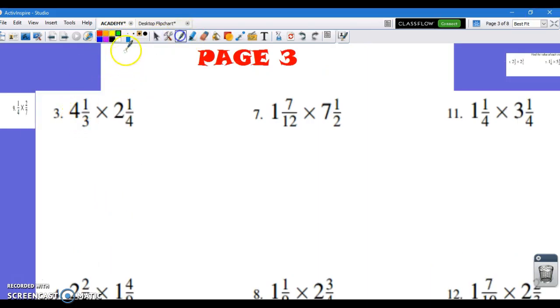So what do we do with 2 mixed numbers? We change them to improper. 4 times 3 is 12, plus 1 is 13. 2 times 4 is 8, plus 1 is 9. See? Highlight to reduce.